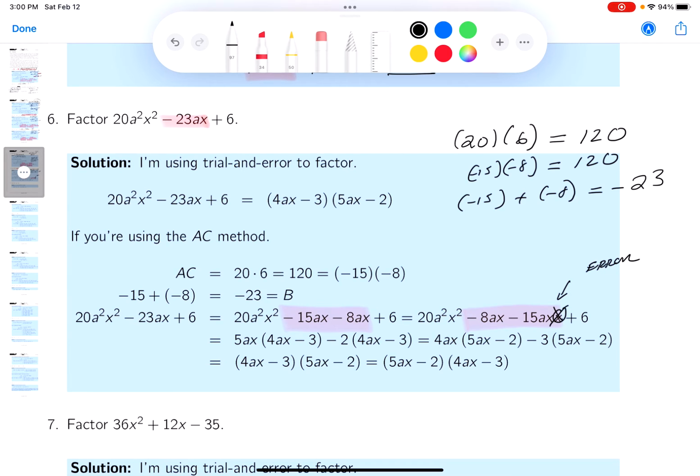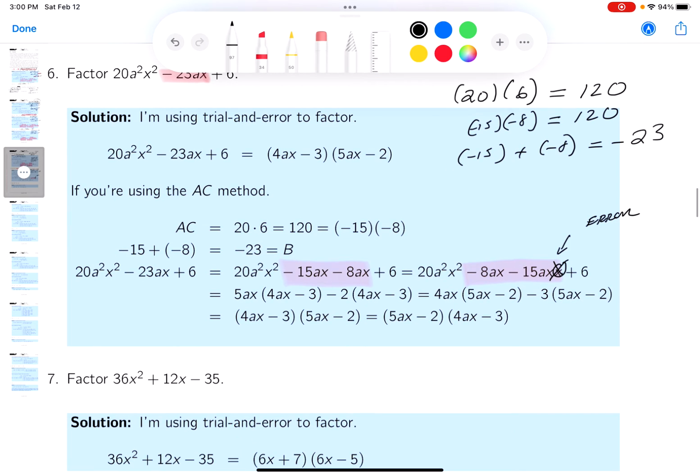So what do I do? I factor it by grouping, and it's the same loop over and over again. What are you doing? Well, this is my first group over here. It's not a bad group to look at. What factors out from that? Well, looking at it, it would be 5ax, and you'd be left with 4ax minus 3. The last two members, what would factor out is minus 2, and you get 4ax minus 3. No shock there. And then you get 5ax minus 2.